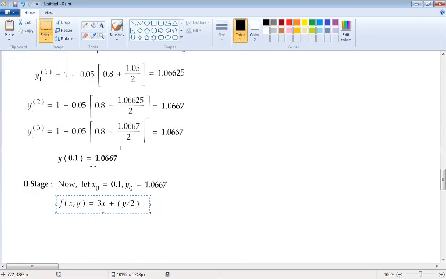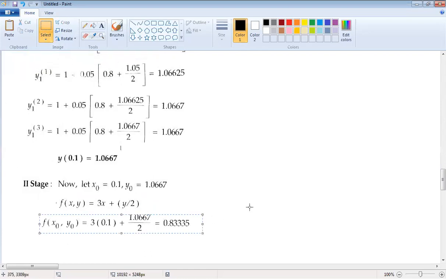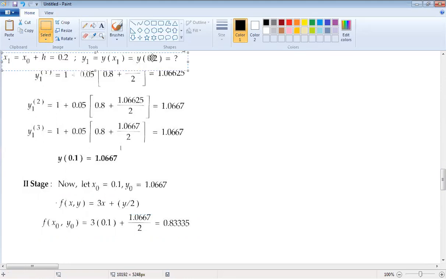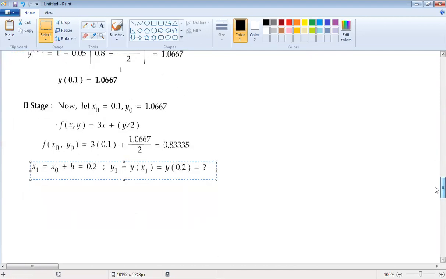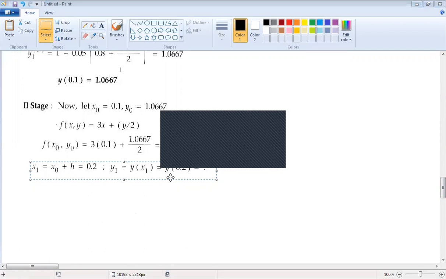We'll calculate f(x0, y0) by replacing x by 0.1 and y by 1.0667. So we get f(x0, y0) as 0.8335. Okay, now we'll find out x1, which is x0 plus h. x0, remember, is 0.1 for stage 2, and the h value is also 0.1, so it will be 0.2. So in stage 2, we get the value of y at x equal to 0.2.